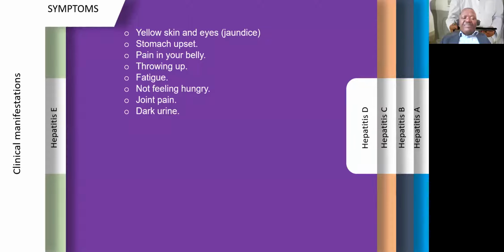For D, again, these will be very severely sick because they already are decompensating from a chronic inflammation from hepatitis B. So the symptoms will include yellow skin or eyes, upset stomach, pain in their bellies, they vomit, fatigue, and maybe a kind of anorexic, not feeling hungry, joint pains, and dark urine.